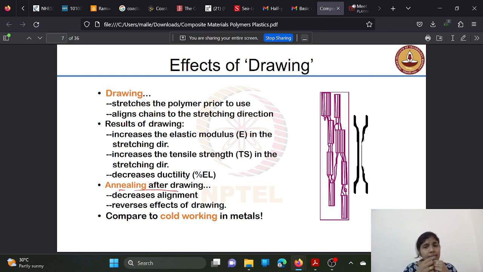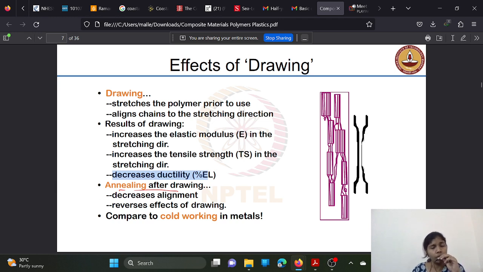This drawing increases the elastic modulus in the stretching direction, and another outcome is an increase in the tensile strength in the stretching direction, but it eventually decreases the ductility. Ductility is nothing but the percentage elongation. It eventually decreases the ductility.